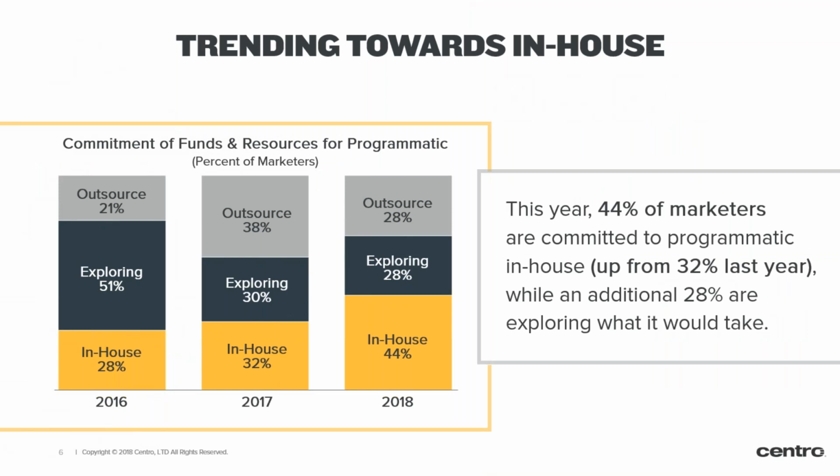And we're also starting to see this trend as programmatic has grown, that there's more and more folks, both agencies and also brands directly, that are looking to bring the programmatic buying in-house. In fact, this year in 2018, you've got nearly 44% of marketers who are committed to having programmatic in-house. And this is up from 32% last year and 28% the year before in 2016. So you see that continual growth and that continual shift towards bringing programmatic media in-house, that buying, the planning side of it. So why is this a thing?